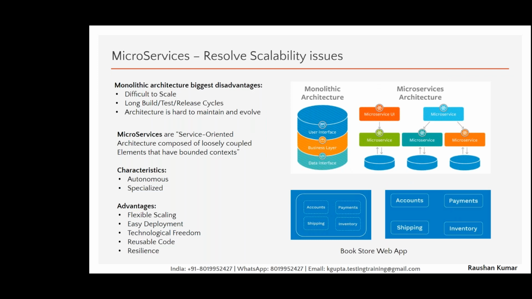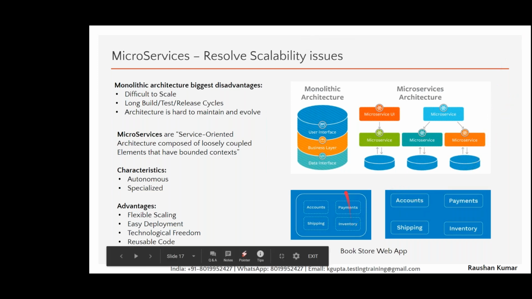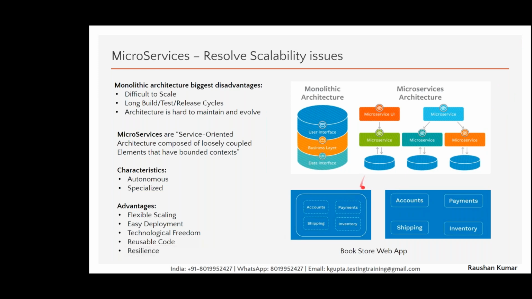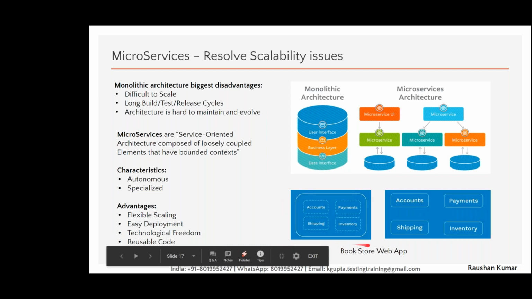So first of all, what is this microservices? To understand microservices, we need to understand the monolithic application. When I say monolithic application, I mean the software is tightly coupled. When I say tightly coupled, just consider this example here, this particular diagram I am highlighting. Let's suppose I have a bookstore app.